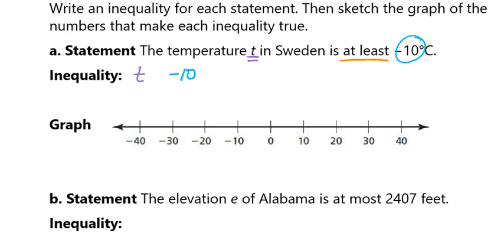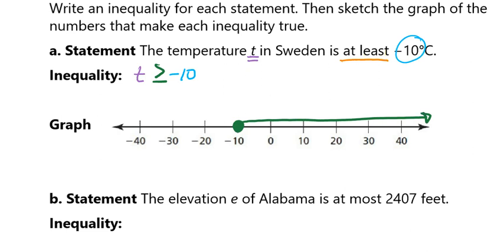So when we see the words at least, that means that negative 10 will be the smallest number that we encounter. So T is going to be greater than or equal to negative 10 because it says it's going to be at least negative 10 degrees. So that means it could be negative 10, 0, 5, 15, but it cannot be negative 11 or negative 12 because those are smaller. So when we go to graph this, we're going to have a closed circle at negative 10, and then we're going to point towards all the numbers that are larger.